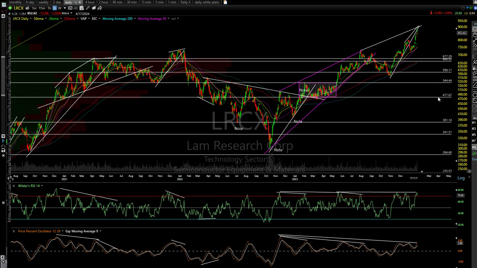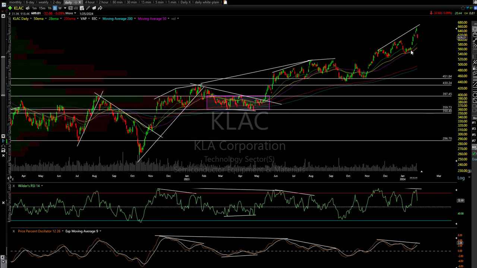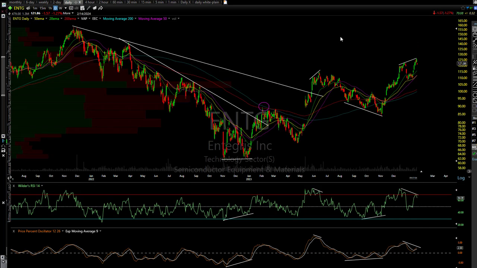LRCX, Lam Research, big divergence. Again, very indicative of a blow off top here. KLAC, same thing. All this recent price action, this near vertical move, many of those on increased volume with the divergences that have been building, tell me that we're looking at probably a significant top here in the semis.